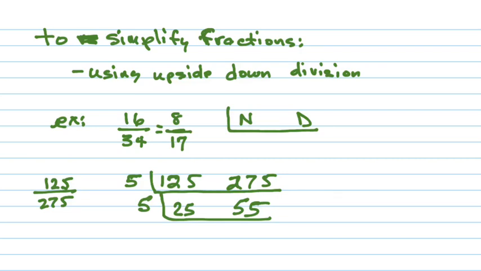25 divided by 5 is 5. 55 divided by 5 is 11. Is there anything to divide into 5 and 11 at the same time? Not other than 1. And if you divide by 1, you get exactly what you started with. So that tells me that the simplified form is 5 over 11.